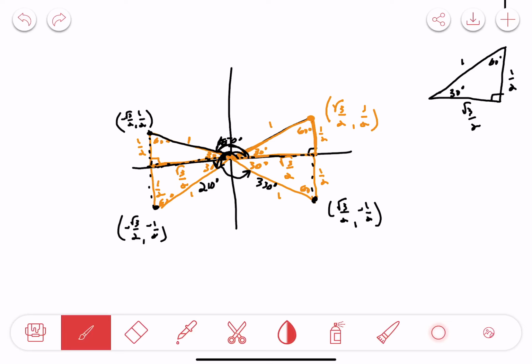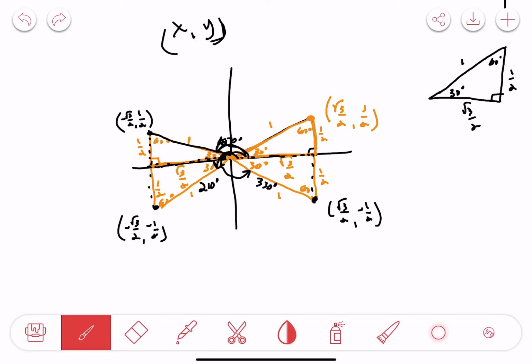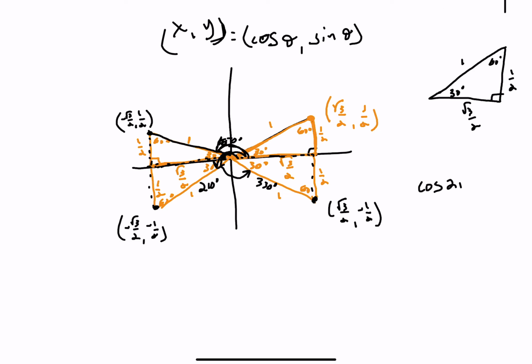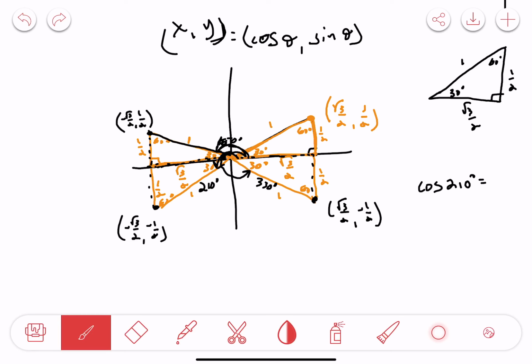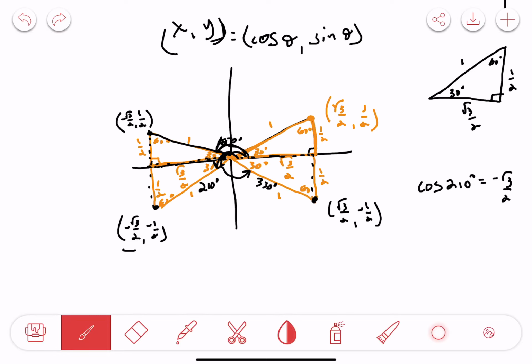Now don't forget that our coordinate points are our sine and our cosine values. So the x is the value of cosine theta, and the y is the value of sine theta. So if I wanted to know what the cosine of 210 degrees is, I now know that it's the x coordinate at 210, so it would be negative root 3 over 2. If I wanted to know the sine of 330 degrees, I now know it would be the y coordinate at 330, which would be negative 1/2.